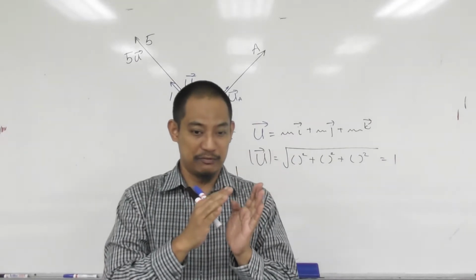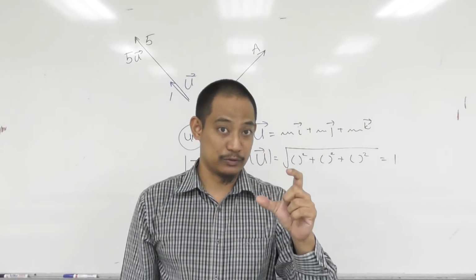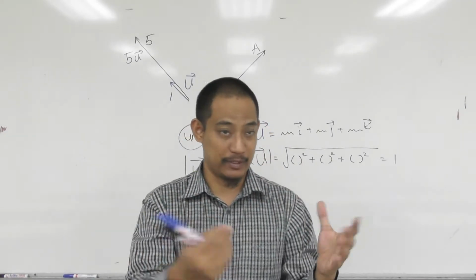So that's why the unit vector is always the first thing that we calculate, because it gives you the vector for any given direction with the magnitude of 1. So when we have a magnitude of 10, you just multiply that vector with 10, right?